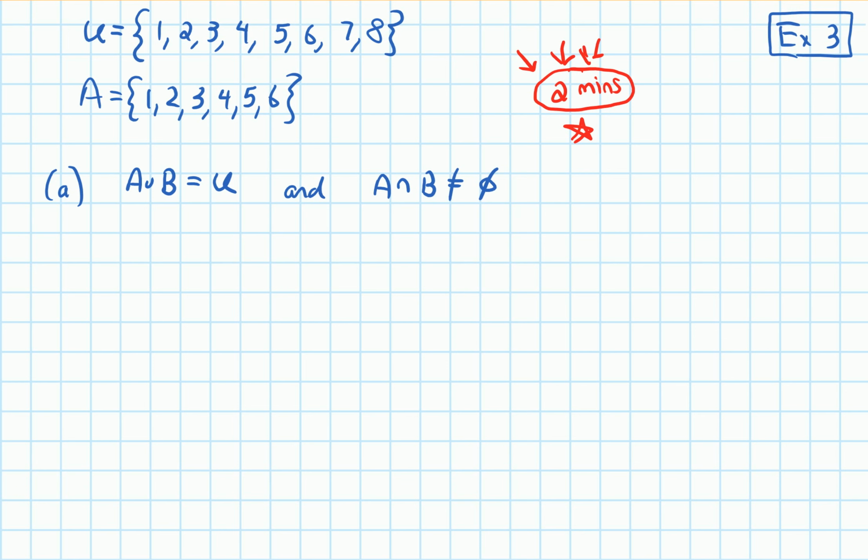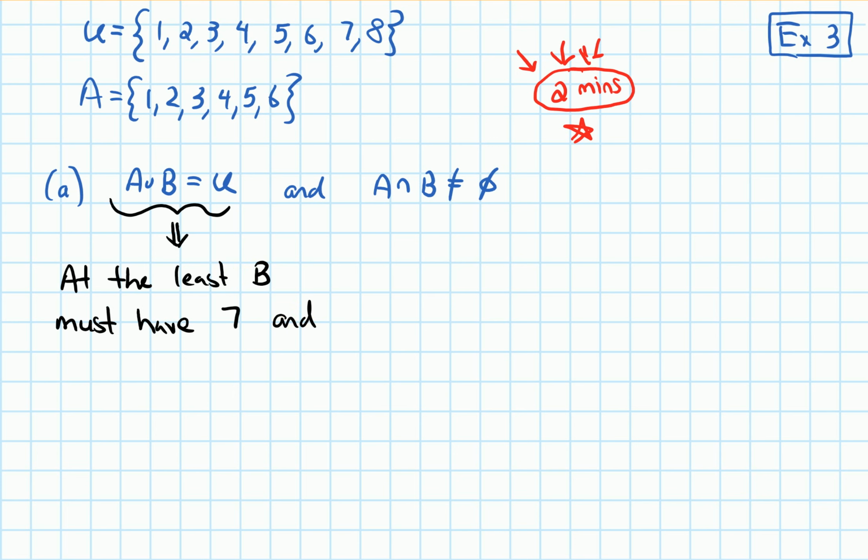All right, so hopefully you've done that. Hopefully you've paused it for 2 minutes to try this. So let's look at each of these conditions. The first one says the union of A and B needs to be U. So for that to be possible, at the very least, B must have 7 and 8 in it, those two elements, because 7 and 8 are in the universal set, but they're not in A. So for us to have a hope of the union being all of U, B has to have at least 7 and 8 in it.